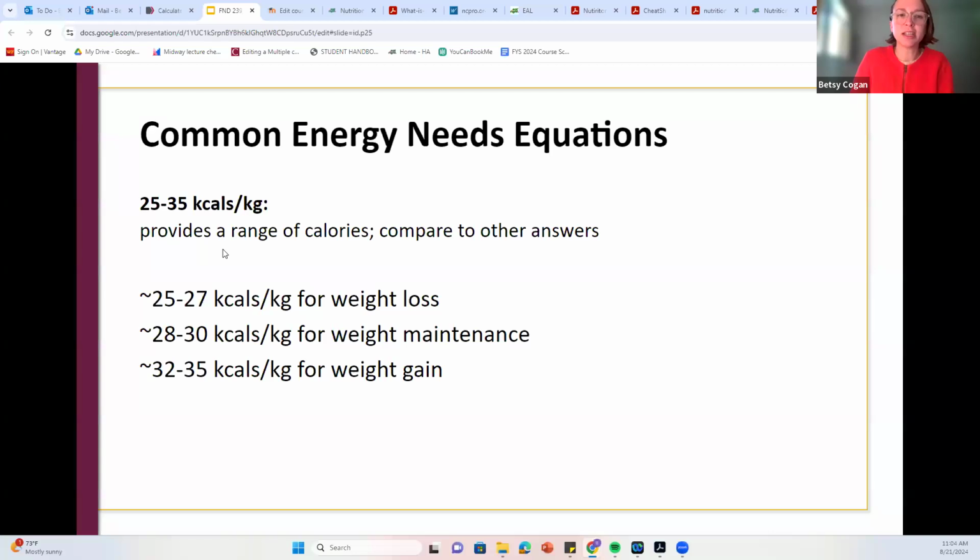So pause the video and calculate for yourself what your energy needs are based on Mifflin-St. Jeor versus what your energy needs are based on this range. How are these equations producing different numbers? And then why would this matter for the clinical setting? So pause your video and do that calculation.